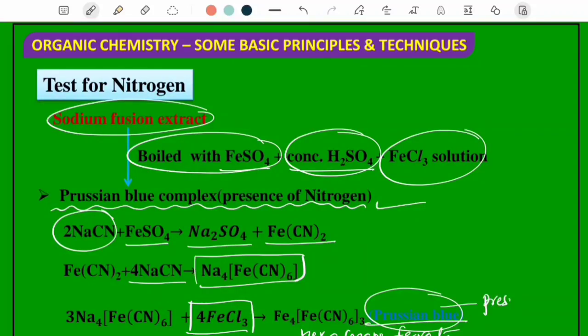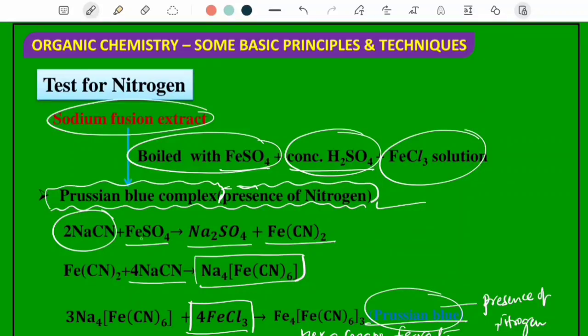This is the test for nitrogen. Once again, the sodium fusion extract is boiled with iron sulfate, concentrated sulfuric acid and ferric chloride. If a Prussian blue complex is formed, the nitrogen element is present.